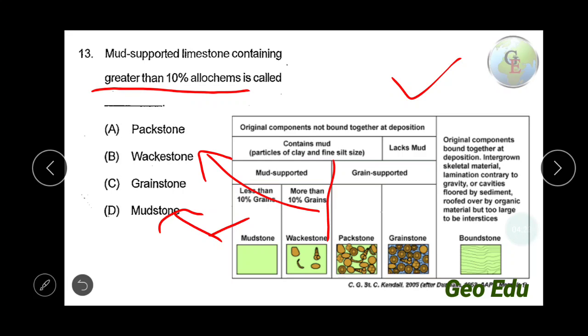Packstone and grainstone, as you can see, are grain supported. In packstone the matrix content is more, and in grainstone the grain content will be more. So here the answer will be wackestone.